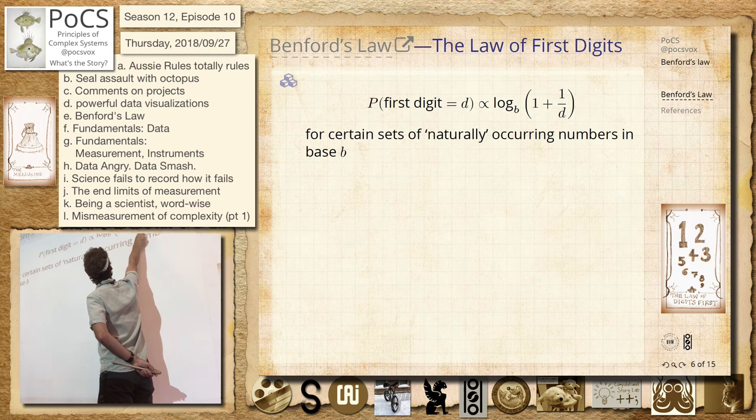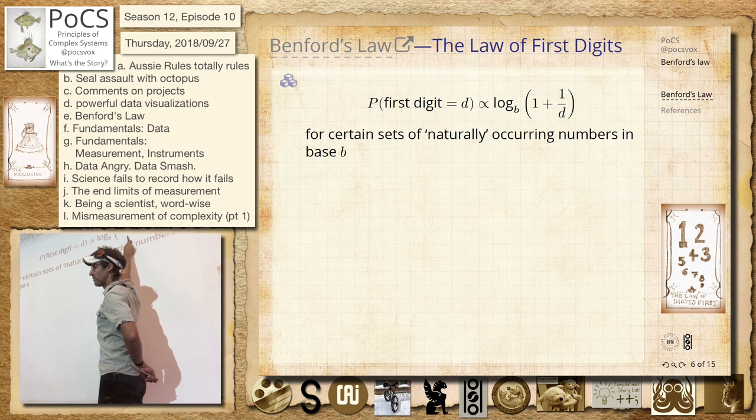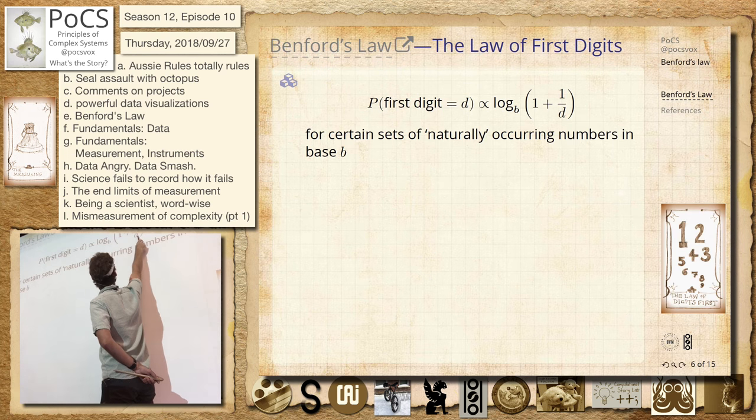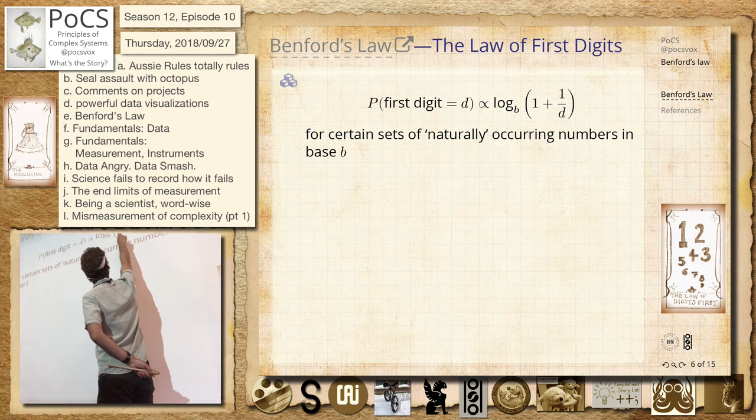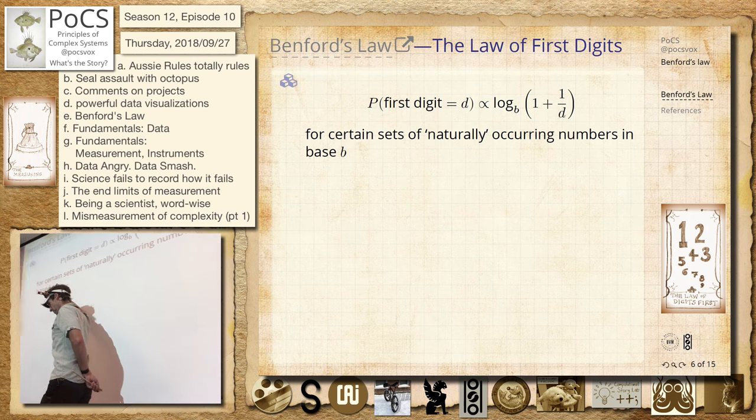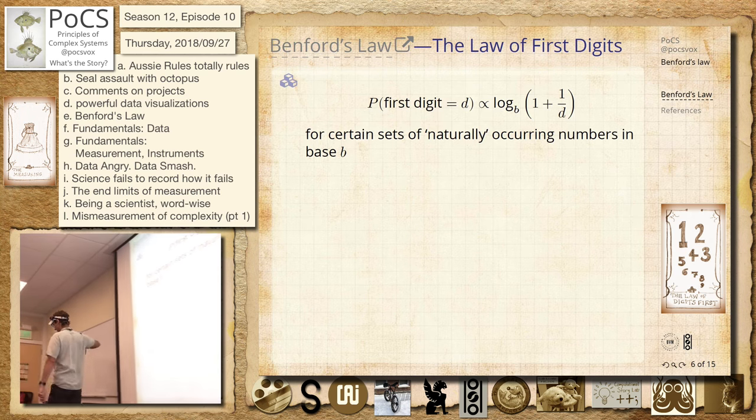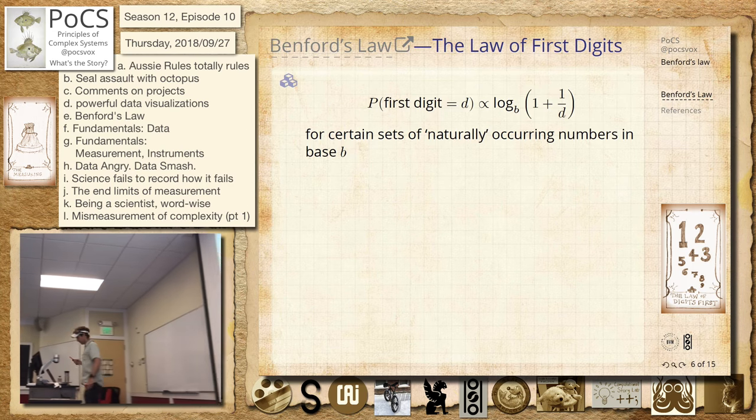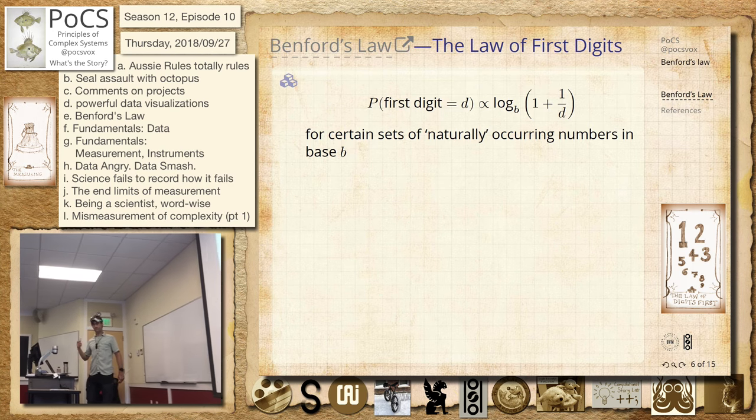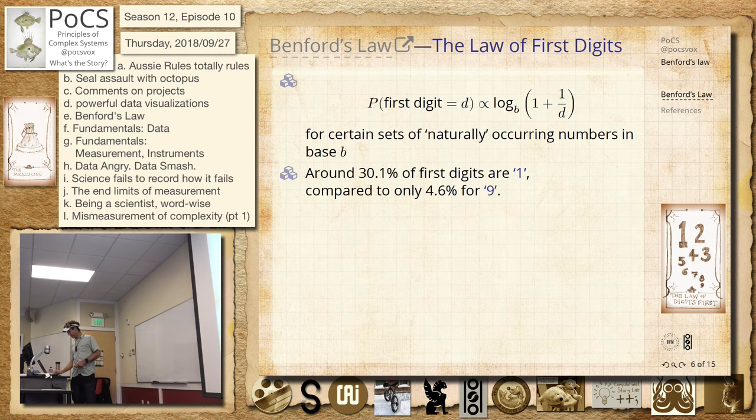It has this uneven distribution. It's not purely random, right? So as d increases, this number decreases. It's 1 plus 1 over d. So it goes log 2, log of 1 plus 1 over 3, and so on. Yeah. It decreases very slowly, but it's enough to be sizable, right?